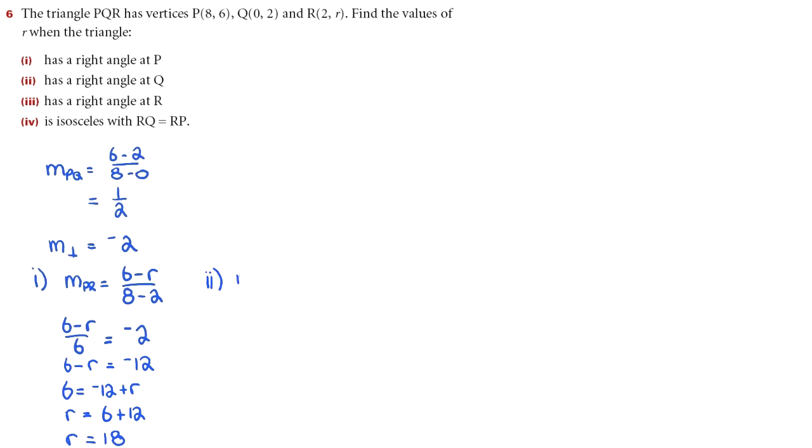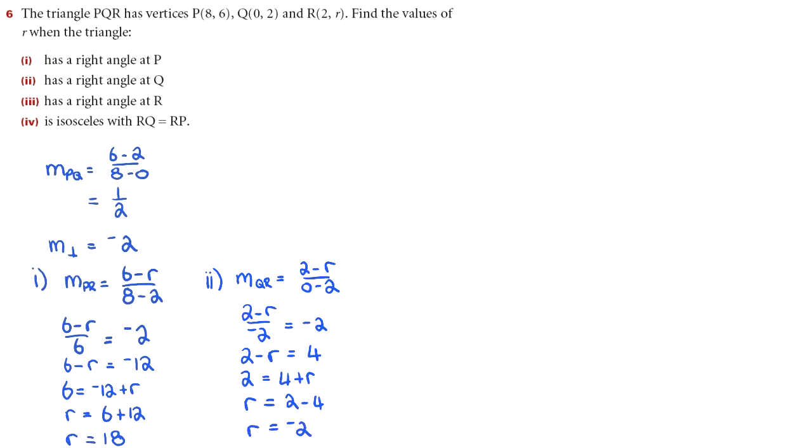So let's find the gradient QR, and the gradient of QR is 2 minus r, the change in y, over the change in x, which is 0 minus 2. So we'll have 2 minus r over -2 is equal to -2. Bring the -2 up, 2 minus r equals 4. Take the r over, bring the 4 over, and we'll get r is 2 minus 4, and then r is -2. And so we finished the second one as well.